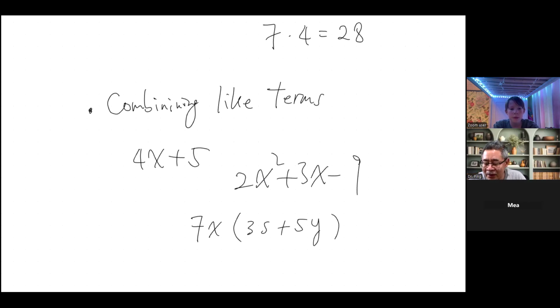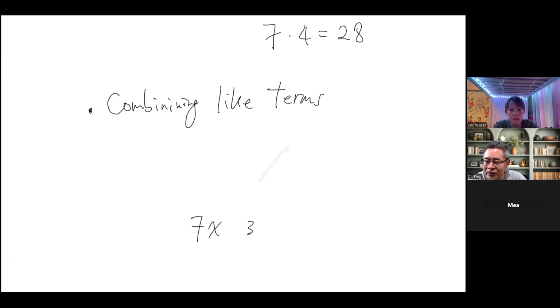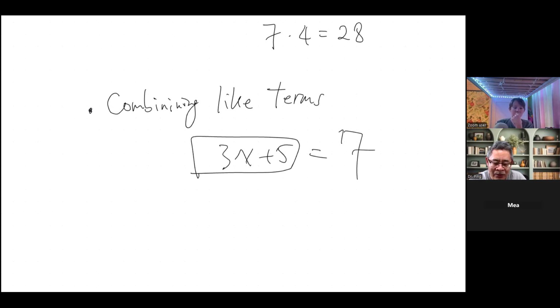And when we have an equal sign, that means we have an equation. For example, 3x plus 5 equal to 7, that's an equation. This set is an expression, and this set is also an expression, but we have an equal sign connecting them. So the whole thing here is called an equation.